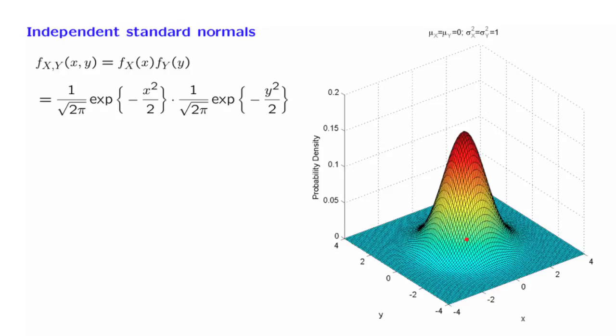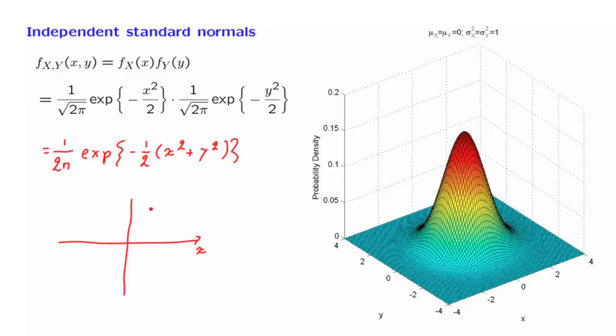One way to think about what is going on here is to rewrite this expression as 1 over 2 pi and then the exponential of minus 1/2 times (x squared plus y squared). If we look at the unit circle in xy space, which is the set of points at which x squared plus y squared is equal to 1, then on that circle the PDF takes a constant value because this quantity is constant on that circle.